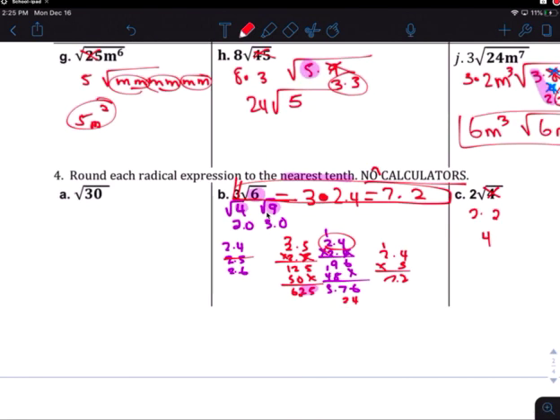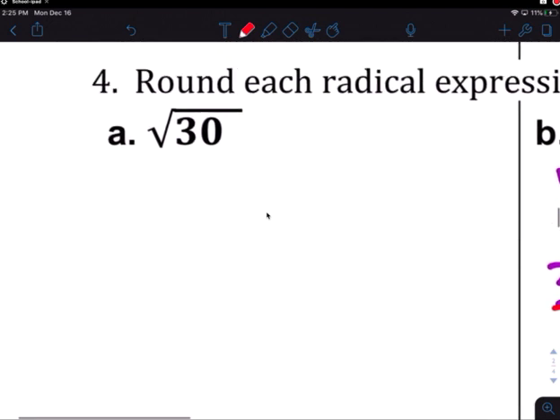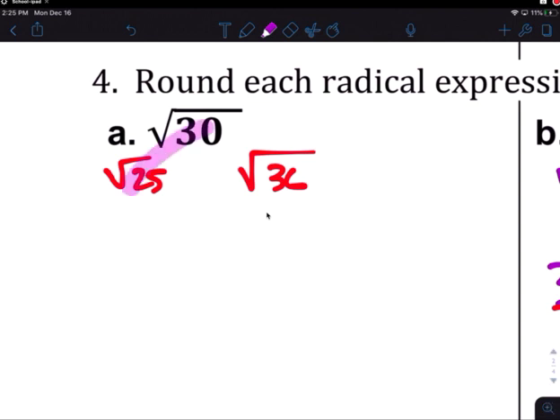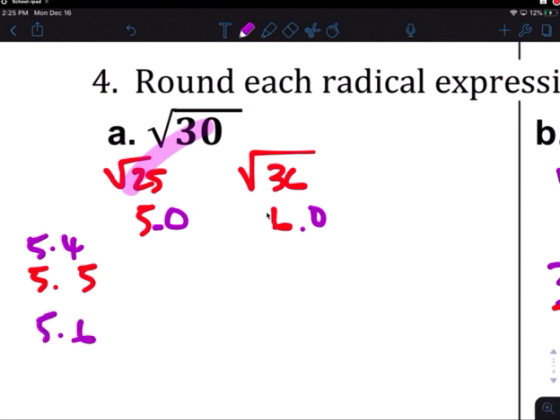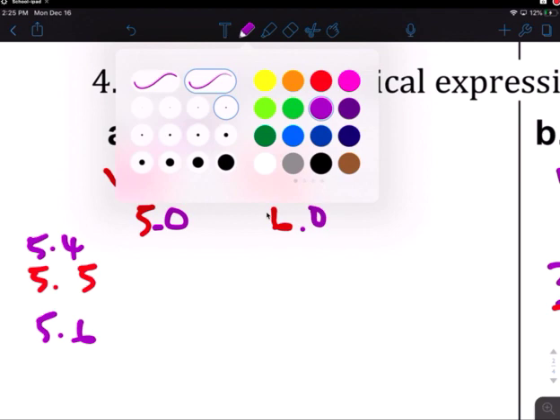Square root of 30, nearest tenth, okay, is between 25 and 36. Almost in the middle, closer to 25. It's 5 away, this is 6 away. So closer to here, middle of 5 and 6 is 5.5, right in the middle. Remember, 5.4 or 5.5 most likely, not 5.6, because it's closer to 25.